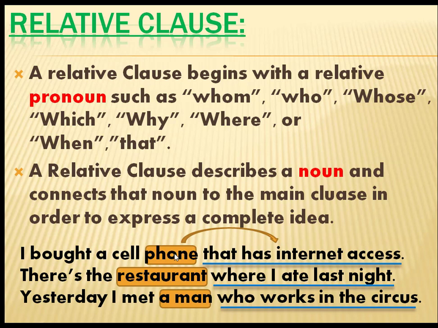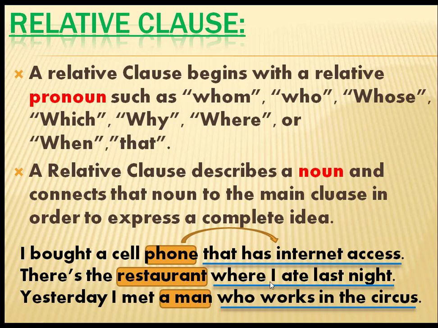Next one: there is the restaurant where I ate last night. This restaurant is described in the relative clause. "Where I ate last night": this noun is defined in the relative clause, and "where" is the relative pronoun. I is the subject, ate is the verb, last night is the object. This "where I ate last night" is a group of words forming part of the sentence, and it has a subject plus verb combination.